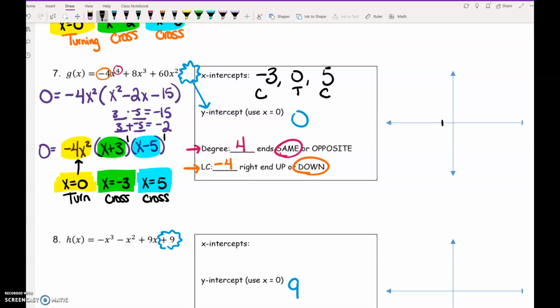So if I start to put this on the graph, we've got -3, 0, and 5. The right end is going to point down. The left end is also going to point down. And then in between them, we're going to cross at -3. We need to bounce at 0 and then cross at 5.